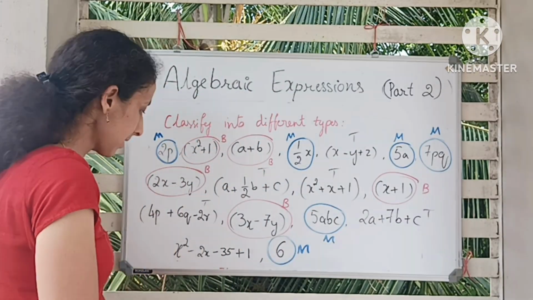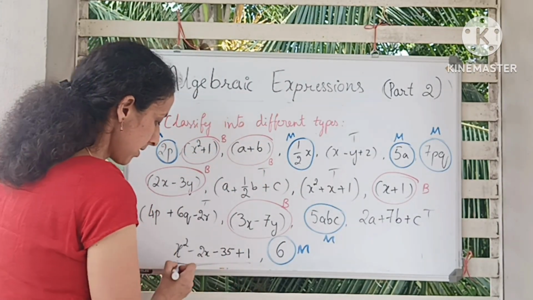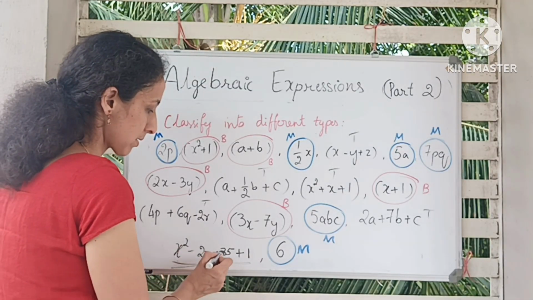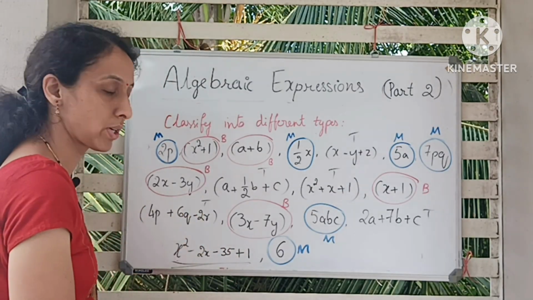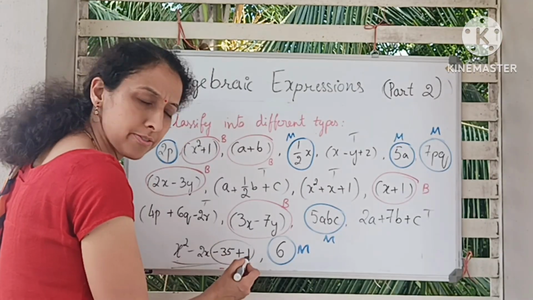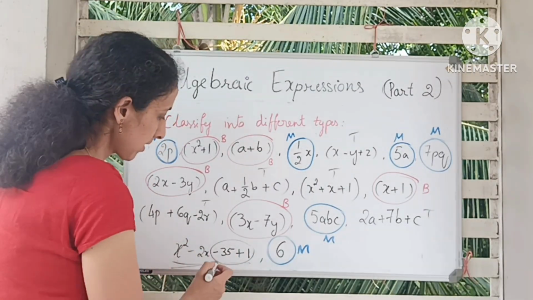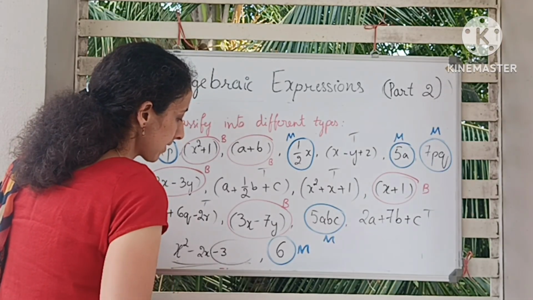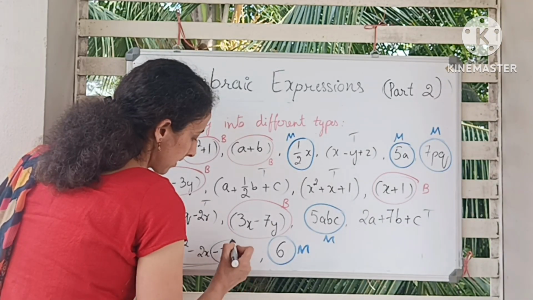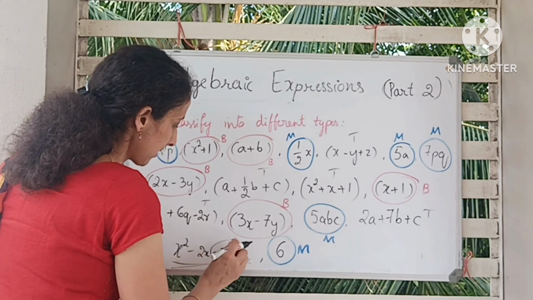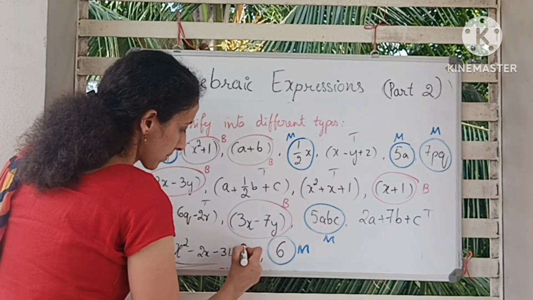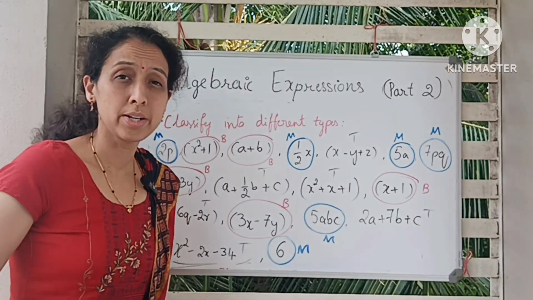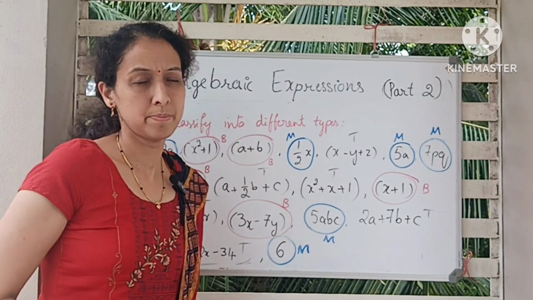And the last one looks like it has four terms, x square minus 2x minus 35 plus 1. But minus 35 plus 1, both are constants. We can simplify to get minus 35 plus 1 as minus 34. So then this whole expression becomes a trinomial. We do not have a quadrinomial in this example.